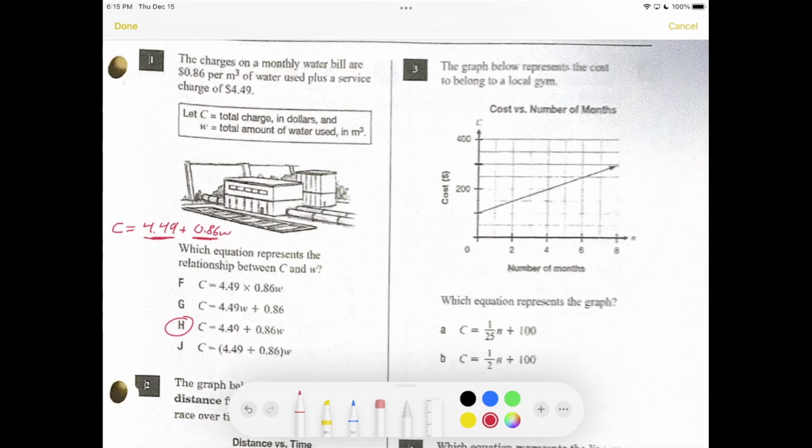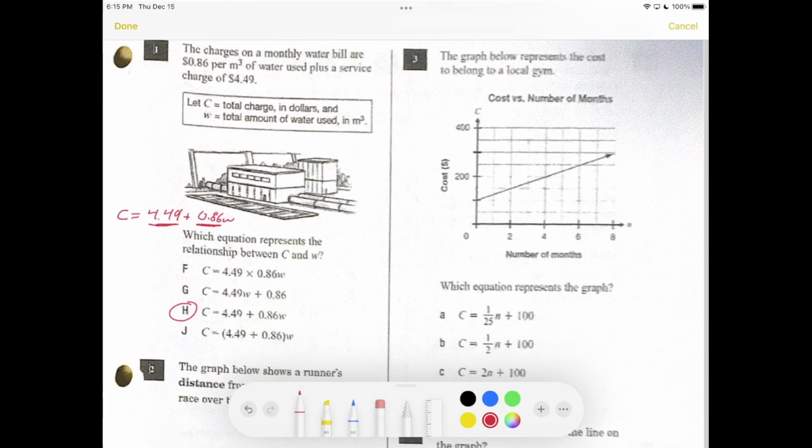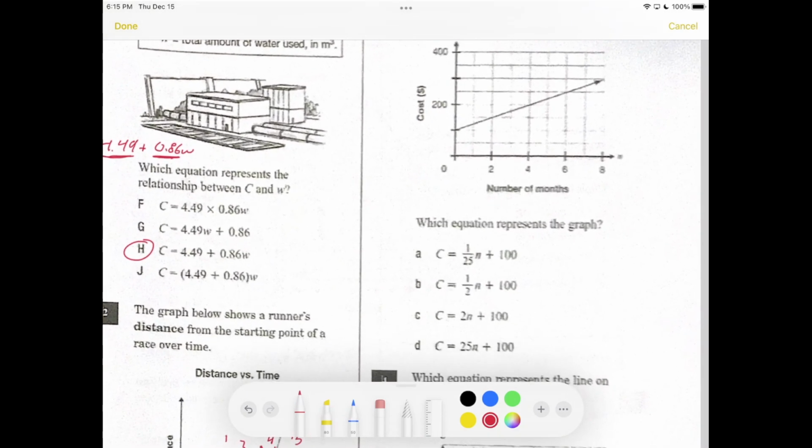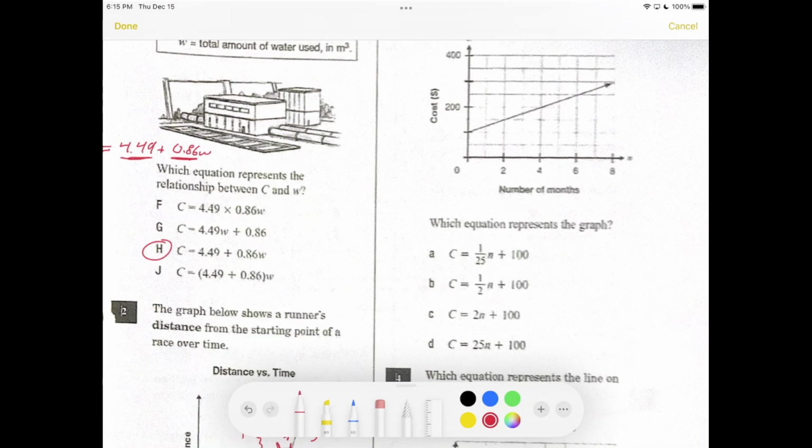The graph below represents the cost to belong to a local gym. Which equation represents the graph? So we have to find the rate at which the cost is going. We obviously know that it starts at 100 because it's going up by 200s. This graph is going up by 200s on the y-axis. So if you fill in the blanks, it will look something like this. We know that it starts at 100.